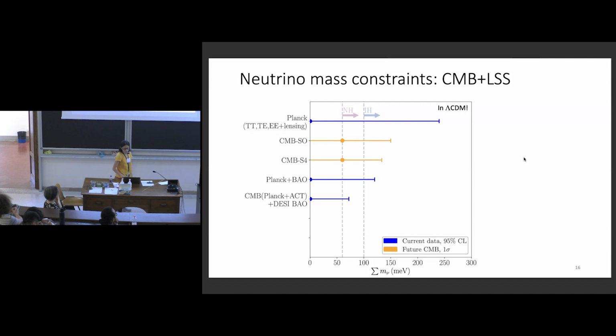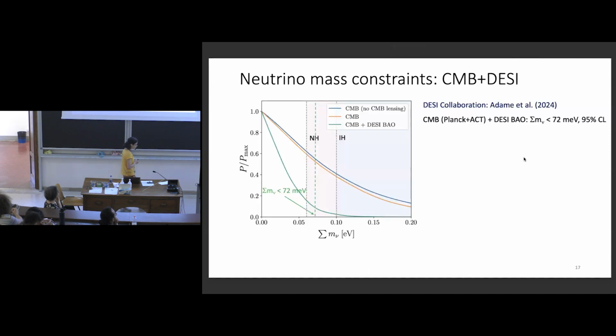Okay, this is a fantastic bound, but let me just spend a few minutes on this combination CMB plus DESI. You see this is the posterior of the neutrino mass sum. The green line is the combination CMB plus DESI BAO. And you see that they have this 95% confidence level upper bound of about 72 millielectron volt, which seems to rule out the inverted hierarchy. So this is a great measurement. However, there are some caveats.